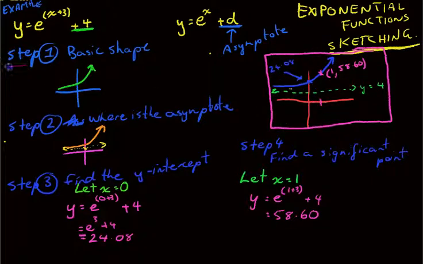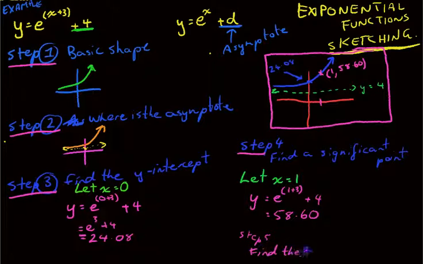But if you follow these 4 steps: what's the basic shape, where's the asymptote, find the y-intercept, and find a significant point, you shouldn't have too much trouble. There is a 5th step, step 5: find the x-intercept. But that's only in cases where there actually is an x-intercept to find. We might do one more where there's actually an x-intercept to find.